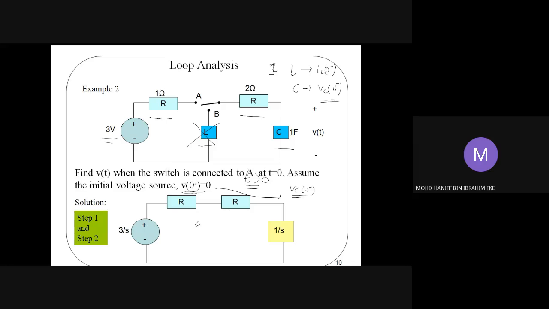Remember what you need to obtain here. We need to find the VT. VT is the voltage drop across the capacitor. So to find the VT, you need to find the current IT that is flowing through the circuit. Once you know the current, you can find the voltage drop across the capacitor. So you need to find the IT. Okay, so that's the idea.